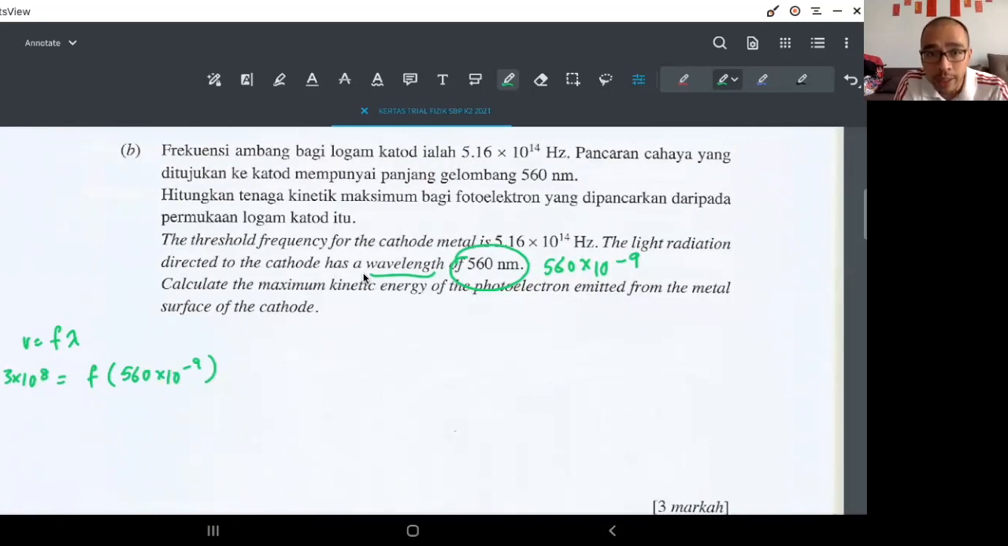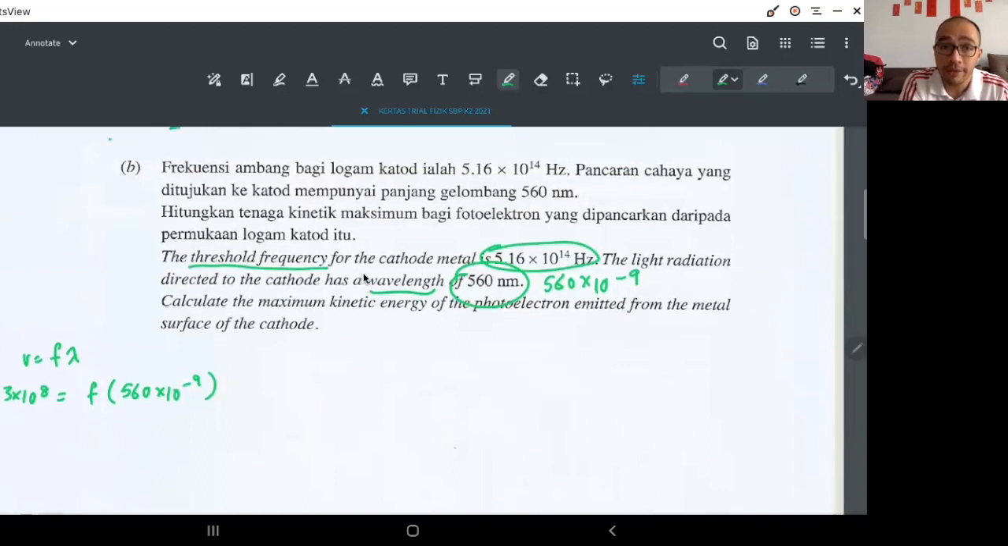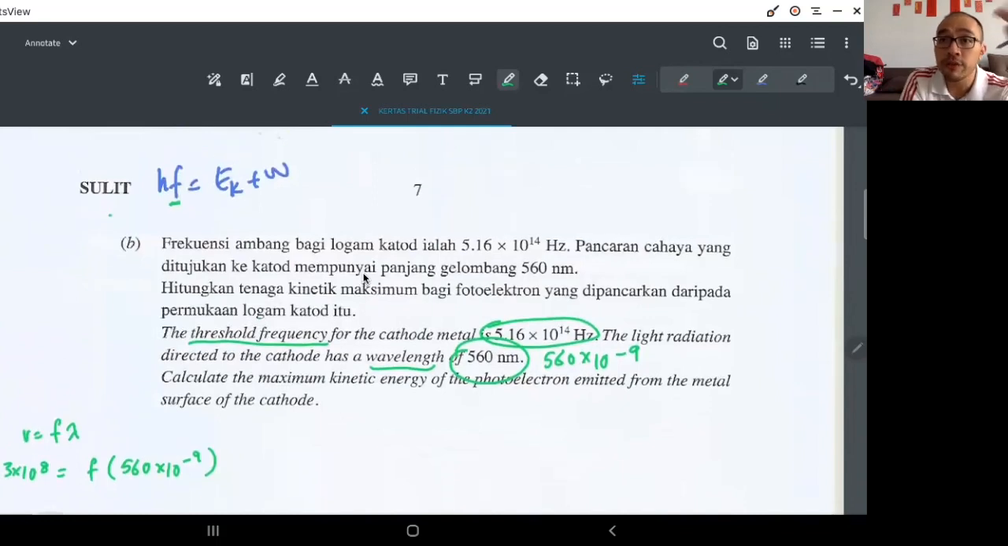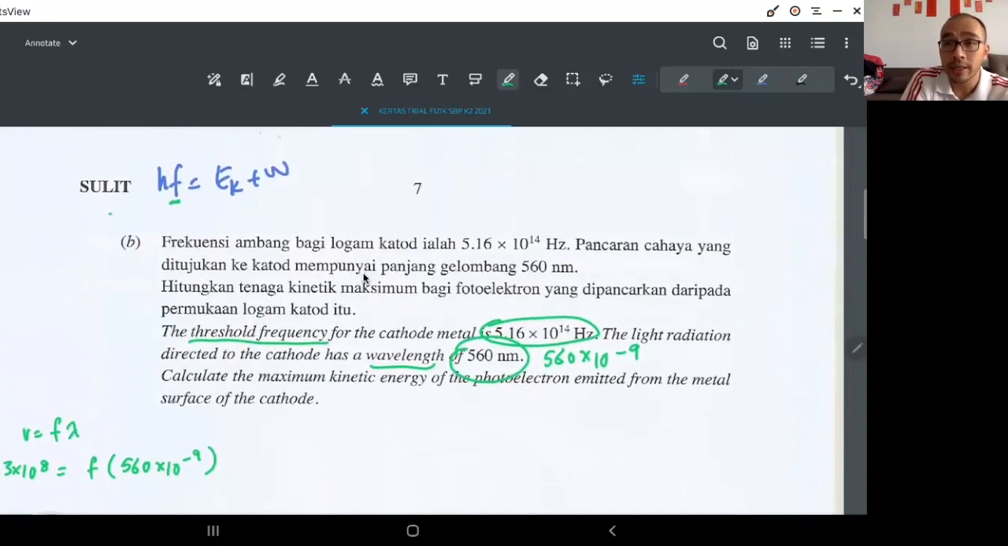Why can we not use this as the value of f? Because this is the threshold frequency. The threshold frequency has to do with this one. Right now, I'm calculating the f, to substitute into the total energy, which is Planck's equation, E equals hf. So we need to differentiate this. Again, this is where the complication happens.